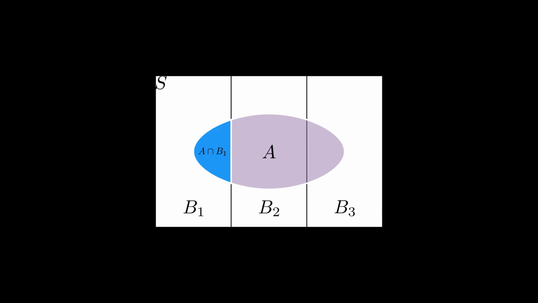Let's get an intuition of why the formula for the law of total probability makes sense by visualizing it. Consider a sample space S, which is divided into three mutually exclusive events, B1, B2, and B3. Then we also have event A, which is a subset of the sample space S and spans across all the events B1, B2, and B3. We can represent the span of event A as the union of the events A and B1, A and B2, and A and B3 like this.